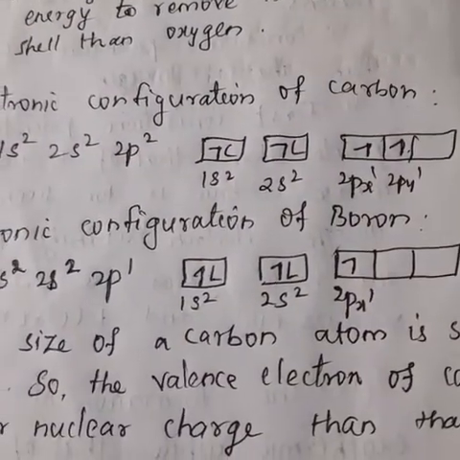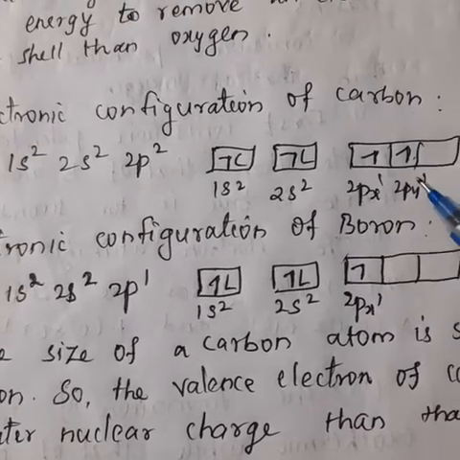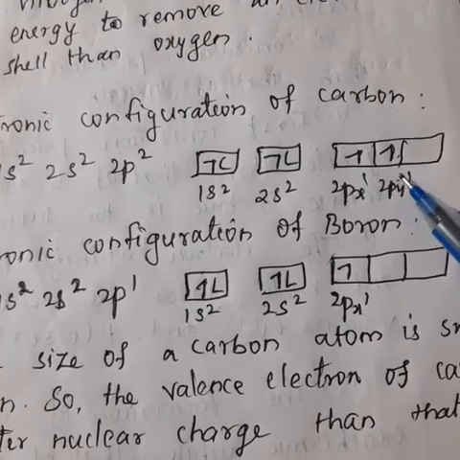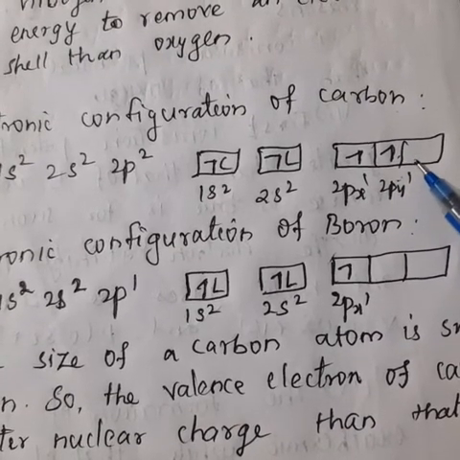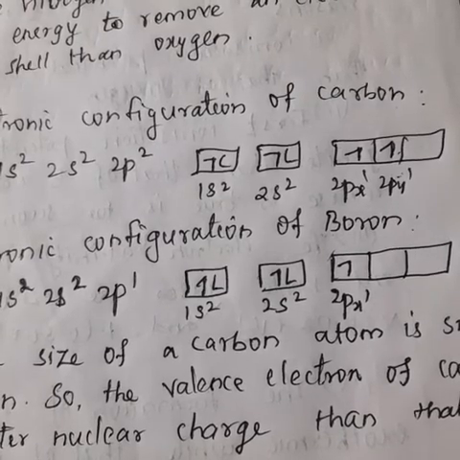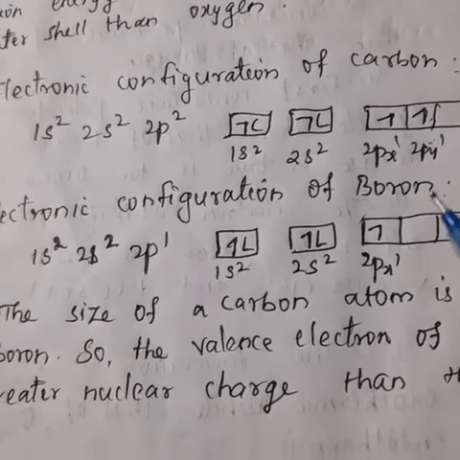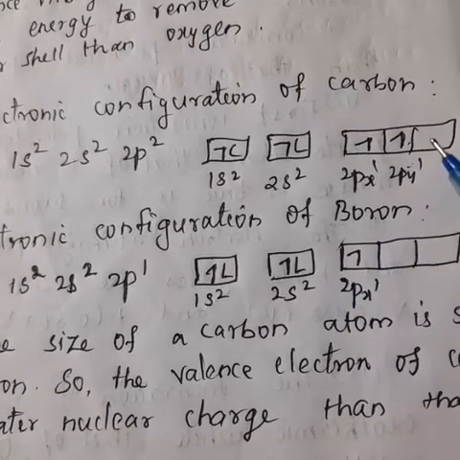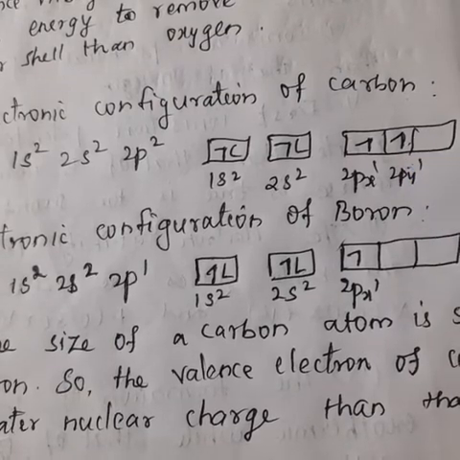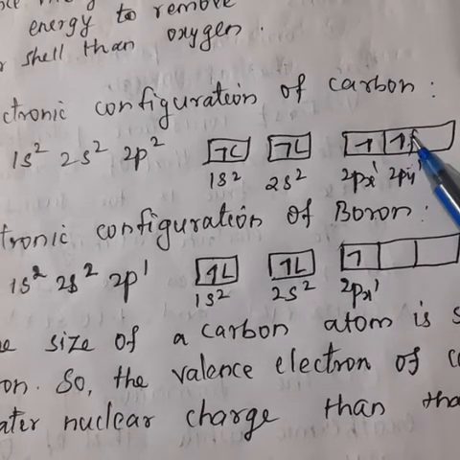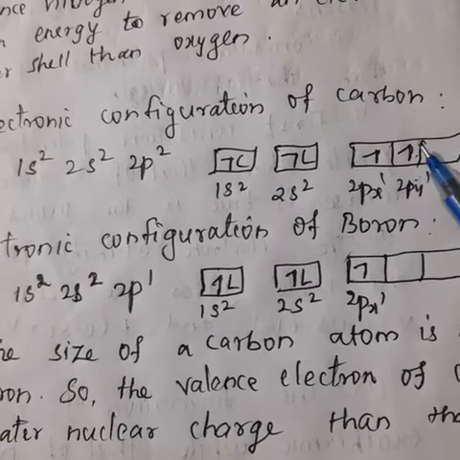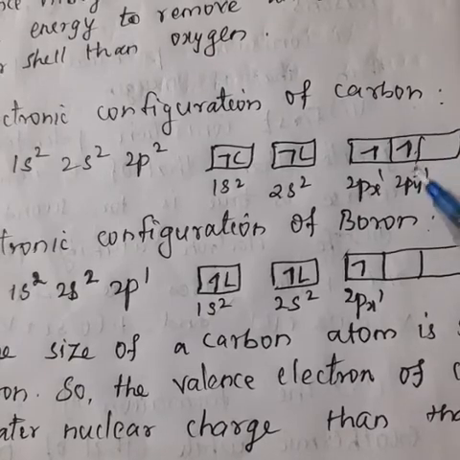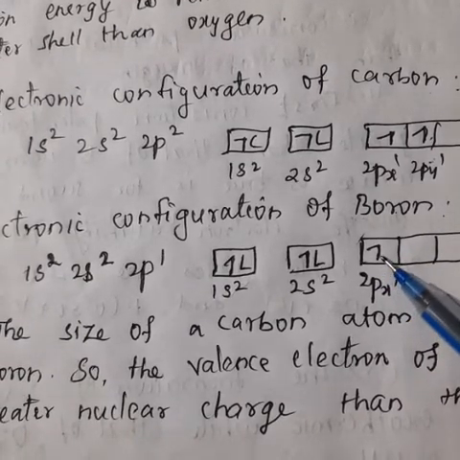The valence electron of the carbon atom experiences a greater nuclear charge, because the number of electrons increases and the number of protons also increases. Nuclear charge increases for the carbon atom. Hence the first ionization energy of carbon is greater than that of boron. Due to the higher nuclear charge, we cannot easily remove one electron. If we want to remove one electron from the outermost orbit, we should give more energy. Understood? Then boron, because it has only one electron, we can easily remove it.